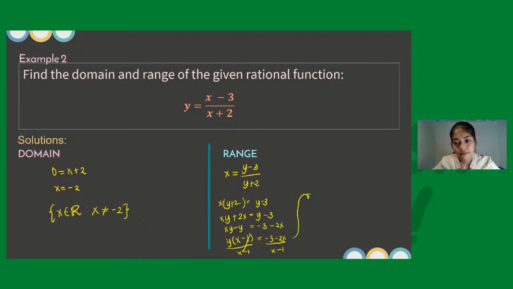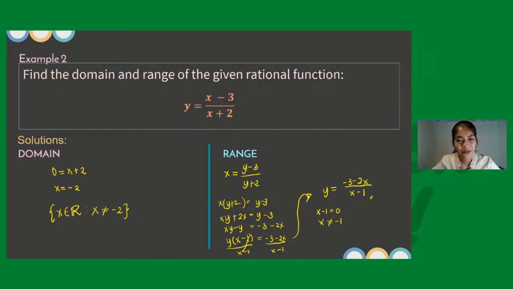Therefore, y will be equal to negative 3 minus 2x all over x minus 1. So this will be our inverse function of the given rational function. Now, ang gagawin daw natin when we have the inverse function na is to get the domain of that inverse function. So gagawin ulit natin to. We are to equate 0 to our denominator. So that will be x minus 1 is equal to 0. And therefore, x should not be equal to 1.